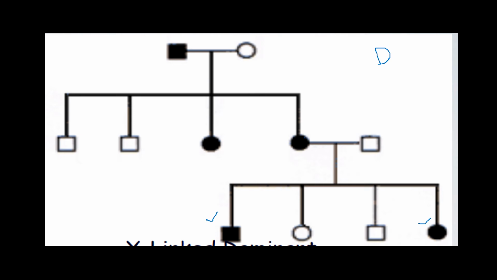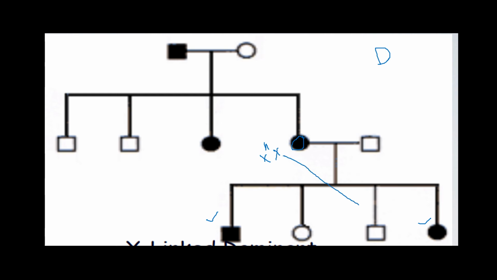Here equally male and female are affected. For a daughter to be affected, the father should be affected. For the son to be affected, the mother should be affected. Here the mother is normal, so the son is also normal. Here the mother is affected, so the son is affected. 50% of the sons are affected, because one X chromosome is mutant and the other is normal.